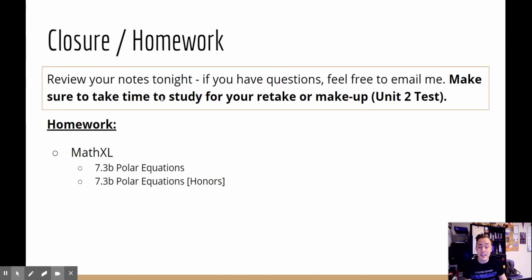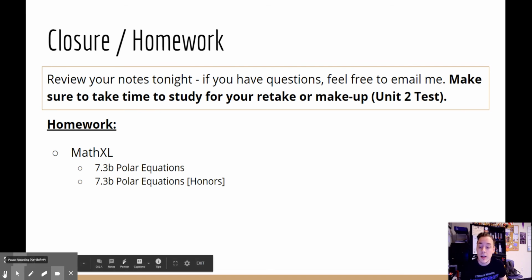Make sure you take time to study for your retake, the makeup for the Unit 2 test, and do the homework. There will probably be a homework quiz for tomorrow, but again, it's optional. And this is a great lesson to do the homework quiz on because it's very simple. I'm sure a lot of you could raise your grade just a little bit by doing the homework quiz.